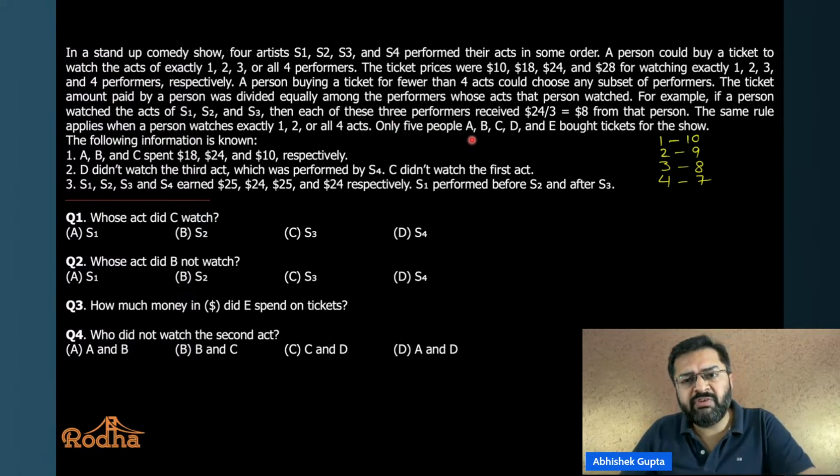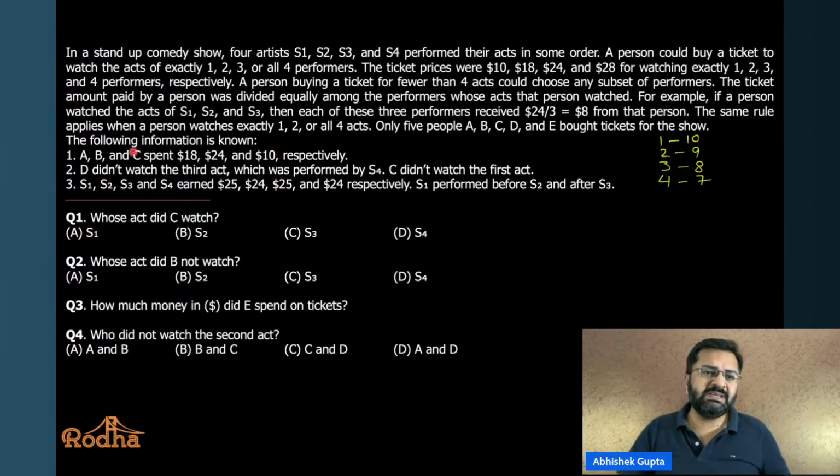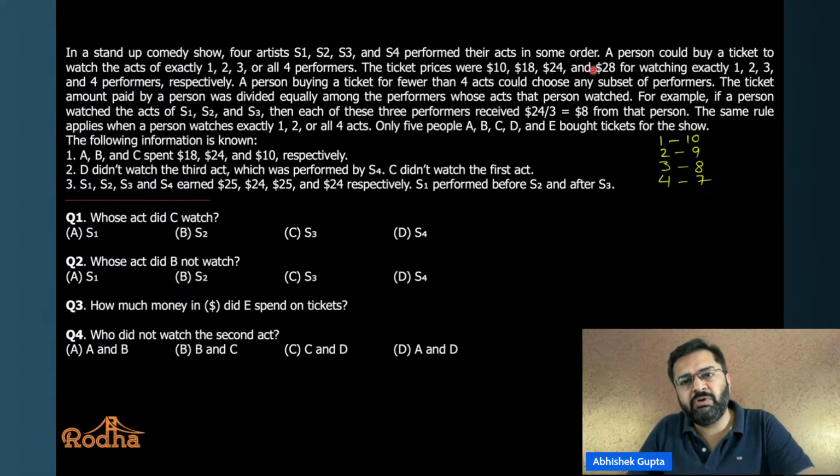What we now know is only 5 people bought tickets for the show. So the complete audience here is restricted to these 5 people, A, B, C, D, E, and some additional facts are given here. So it says A, B, C spent this much, so 18, 24, 10 they spent. For example, if you look at this C here, C is special. Why? C spent $10. So if C spent $10, what is the meaning? That C must have watched just one performer. Fine. How can $10 happen when you're watching one performer? But we don't know which is the performer.